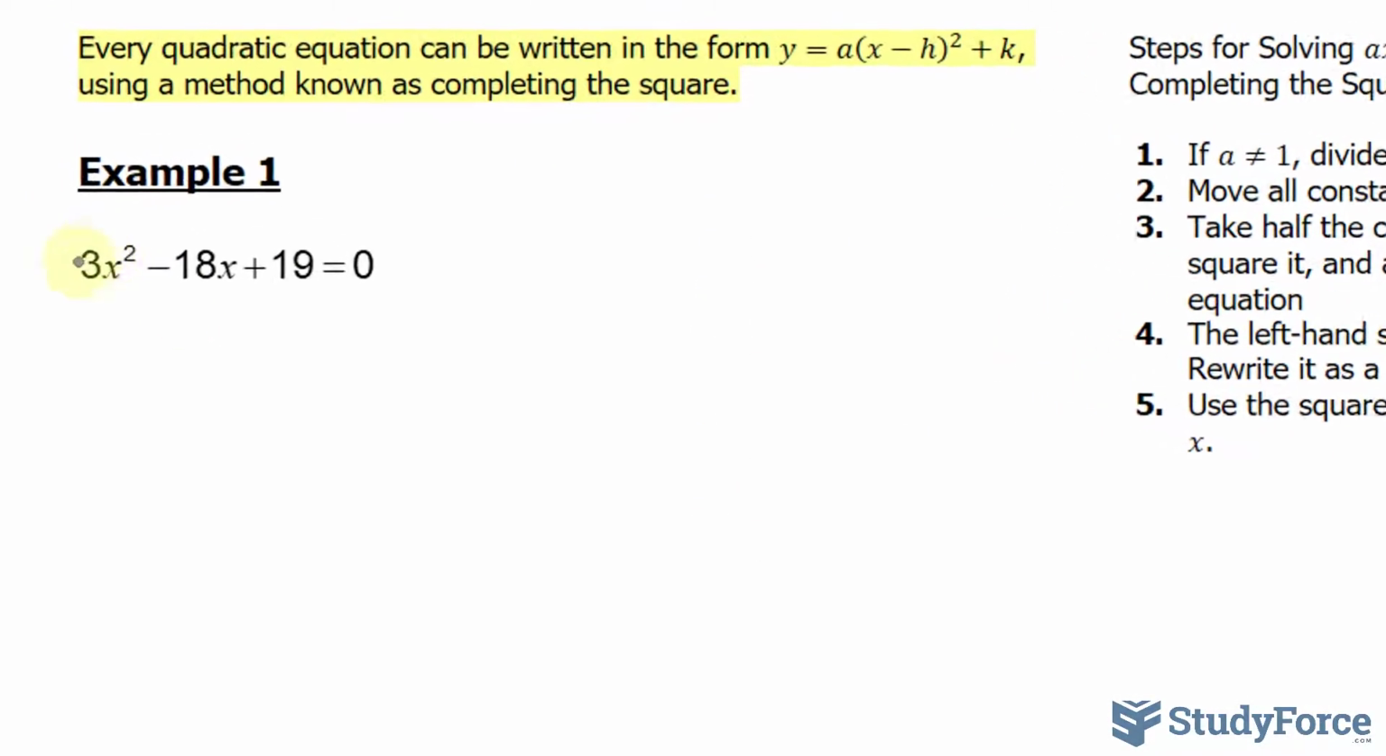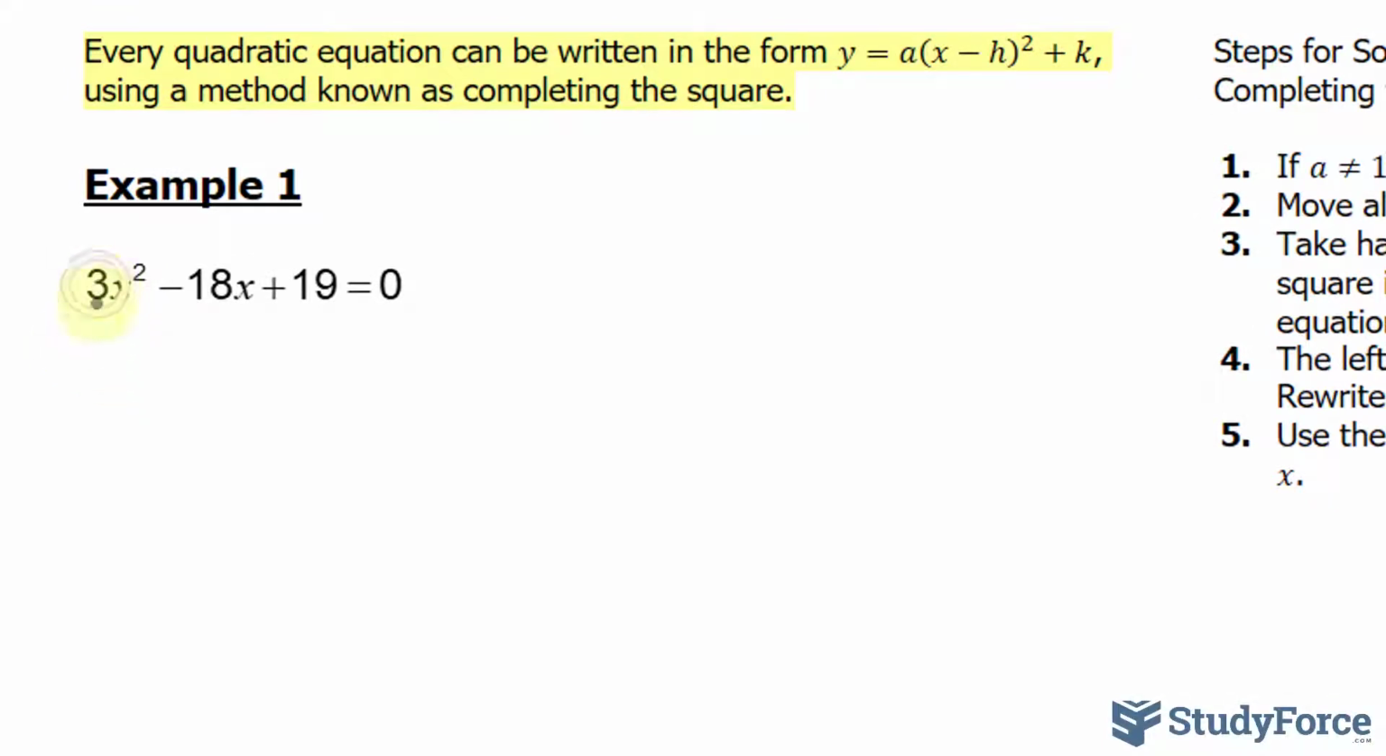Notice that in our quadratic, the ax squared term has a number at the front, 3. We want to make that a 1. So what I'll do is I'll factor out a 3 from the first two terms only. In fact, 3 can be common factored. So I'll factor out a 3, and I'm left with x squared minus 6x plus 19 is equal to 0.